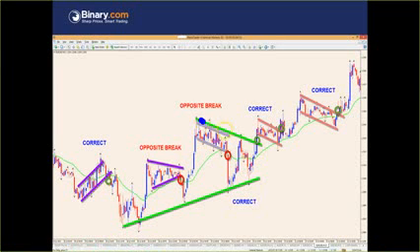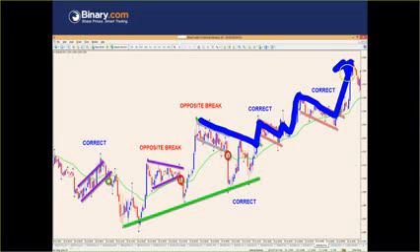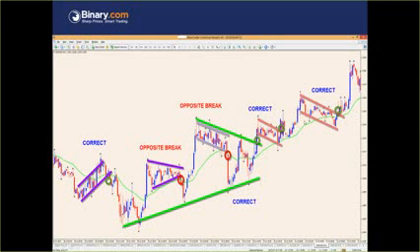Then we have this trend line. Here price does break to the upside. We get a bull flag. Price does break to the upside. We get upside. Price makes a bull flag. Price does get to the upside. So sometimes, as we can see here, the blue ones are the correct breaks that we're expecting.